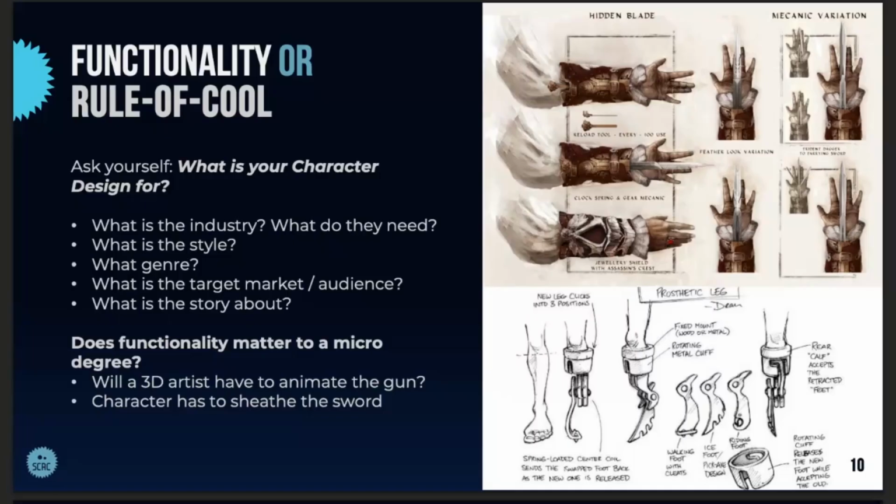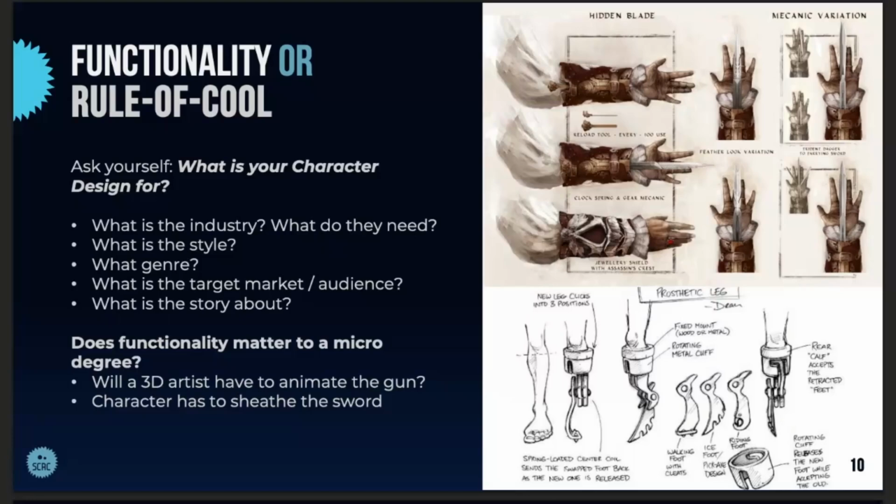Something that you need to think about when you're deciding, okay, it functions, but it doesn't look cool, or it looks cool, but the functionality isn't really important. So you can think about what your character design is for. Again, what industry are you trying to get into? Is it game? Is it animation? Is it film? And once you understand what industry you're going into, what is the style of that game?